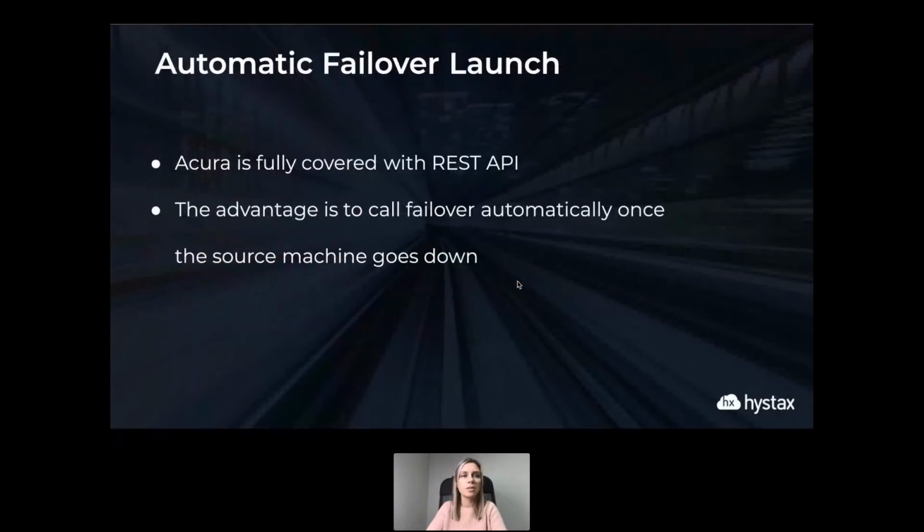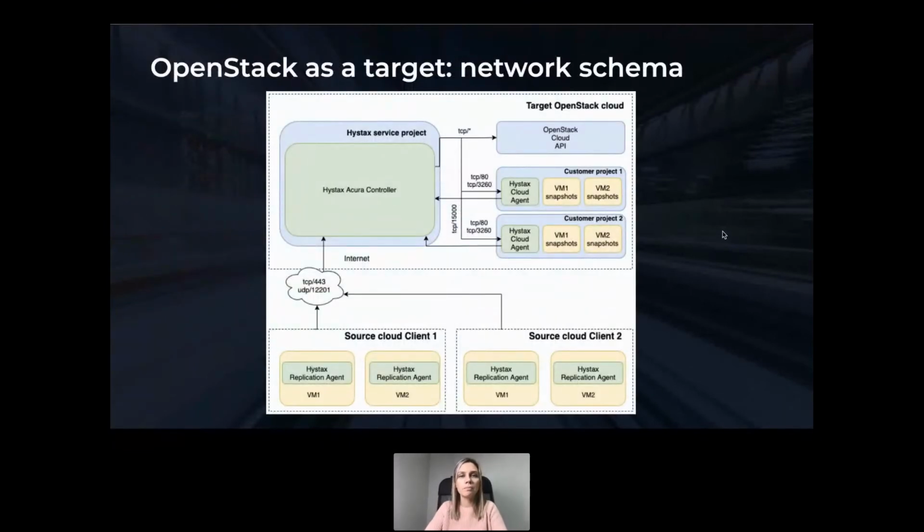And not to waste our time, I want to pay your attention to the schema and say a couple of words about the network, the ports that we use, how Acura components communicate with each other. Here is the Acura controller. As you might know, it's deployed to the target cloud. Here is an OpenStack, and Acura is an instance running in this OpenStack.